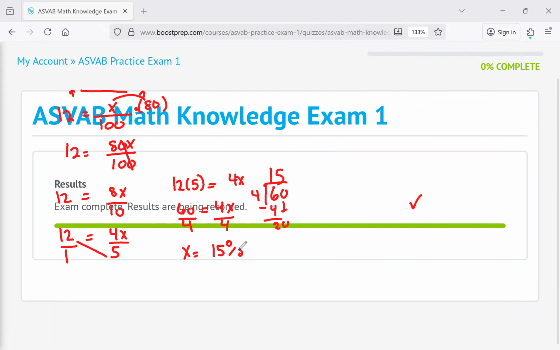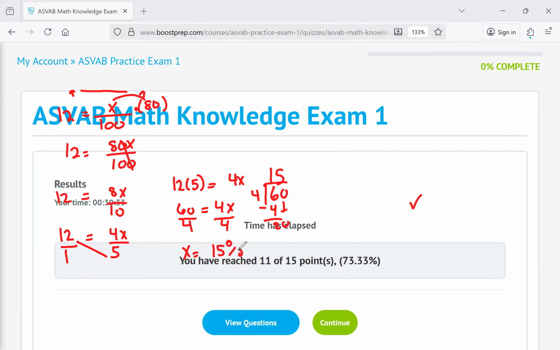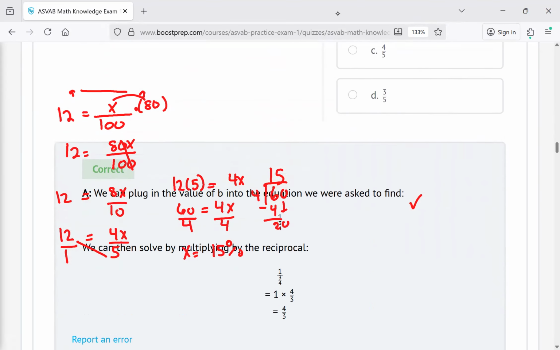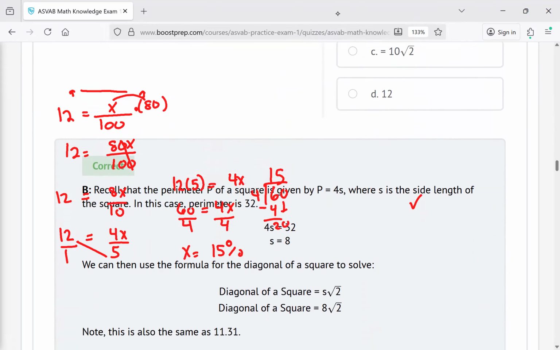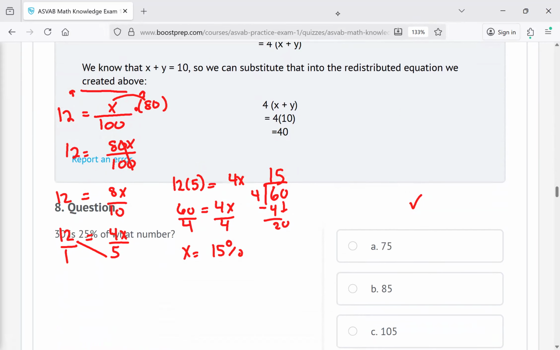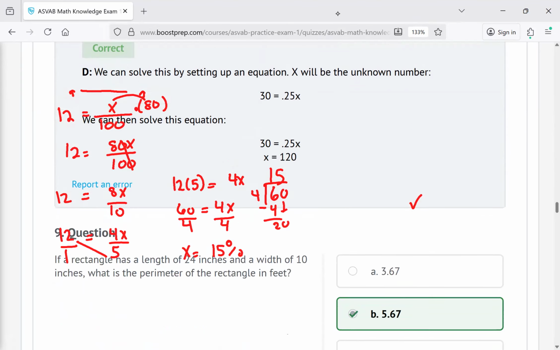Oh no. Okay, I didn't finish, but I'm going to finish. Let's see. I'm going to view my results. So I'm going to continue. View questions. So what number did we stop on? So we did everything right. It's just that we didn't finish it. Everything looks good.